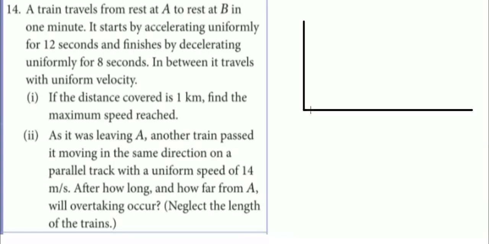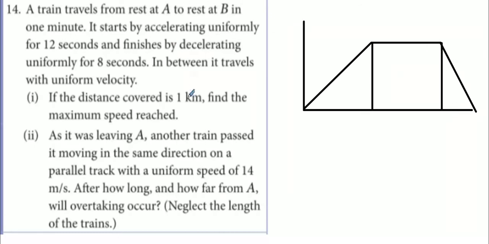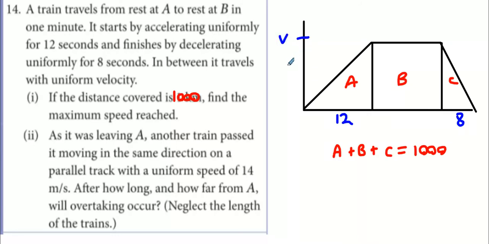Right, so I am going to go for here, straight, then deceleration is slightly more abrupt, and you're good. Two triangles and a rectangle have to equal 1,000 because it's a kilometer long in total, I believe. There you go. So distance is 1,000. Area A plus area B plus area C will equal 1,000. Now, starts at 12 seconds long, 8 seconds long. From rest, call the peak here V. Interesting.